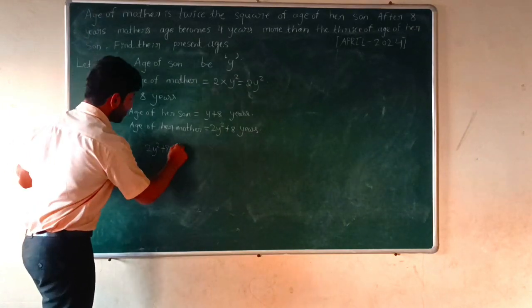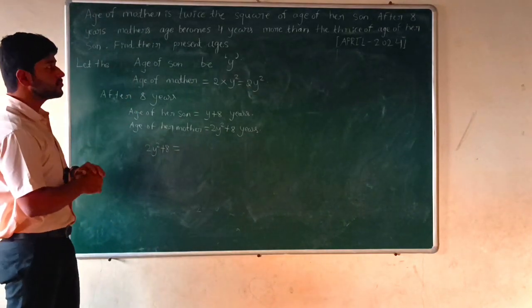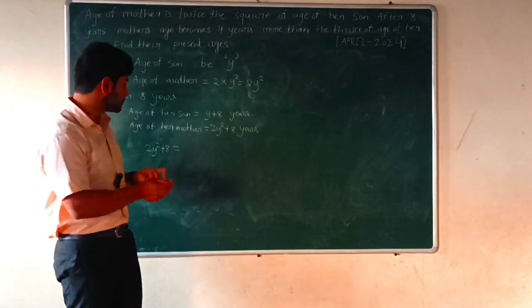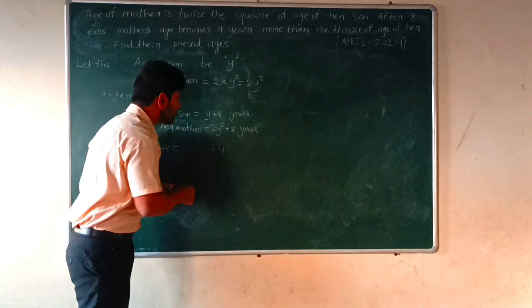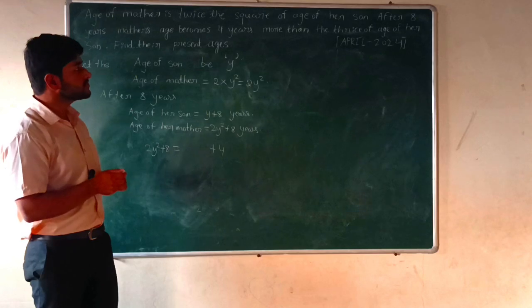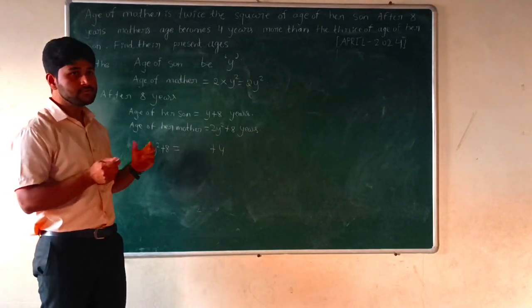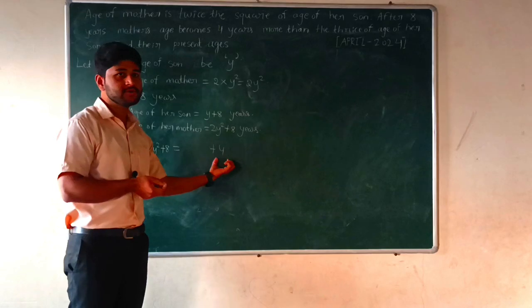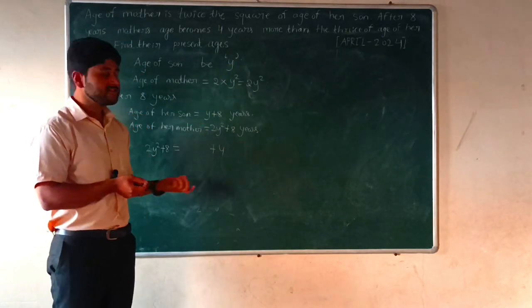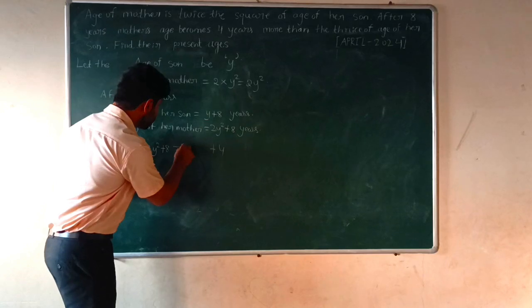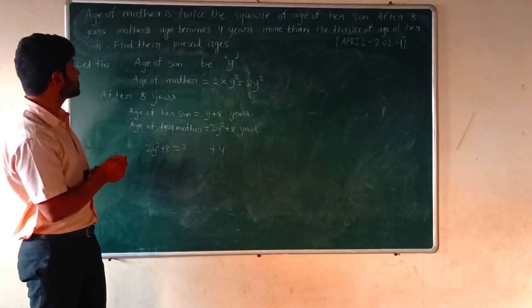becomes, so it is equal to 4 more than, which means that I have to add 4. So I have to add 4 to something. To what? 4 years more than the thrice of the age of her son. I have already added 4, but what does thrice mean? Thrice means that I have to multiply 3 to what? I have to multiply 3 to the age of her son.